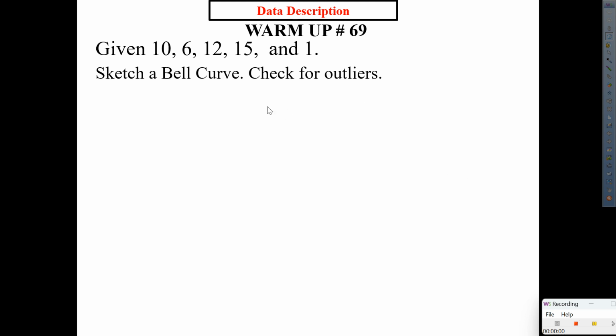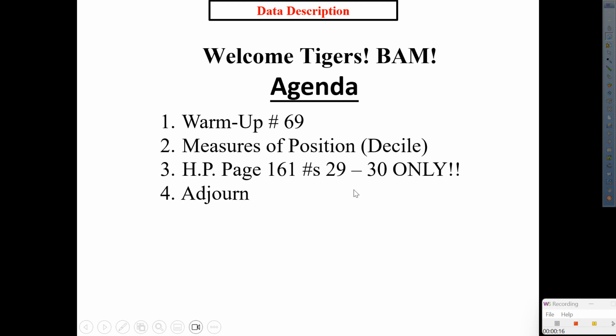Good? So warm up 69, given 10, 6, 12, 15, and 1. Sketch a bell curve. Check for outliers. You already know your formulas. Make sure you do that. And once you are done, copy the agenda.